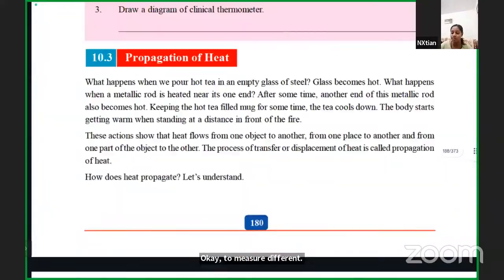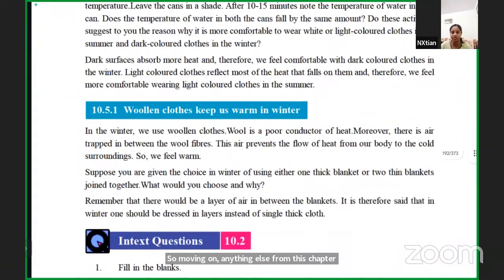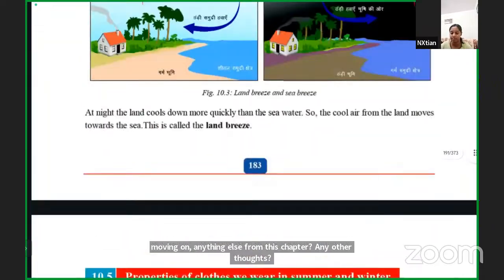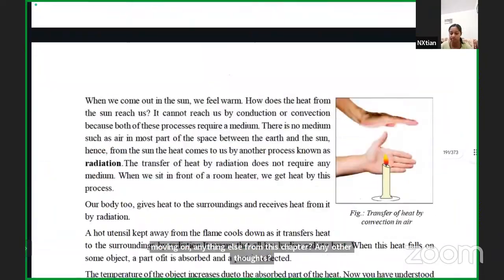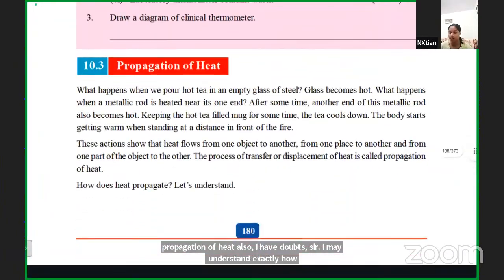Right. So, moving on. Anything else from this chapter? Any other doubt? Yes, ma'am. Propagation of heat also I had doubts in. I didn't understand exactly how the process of transfer or displacement of heat is taking place.